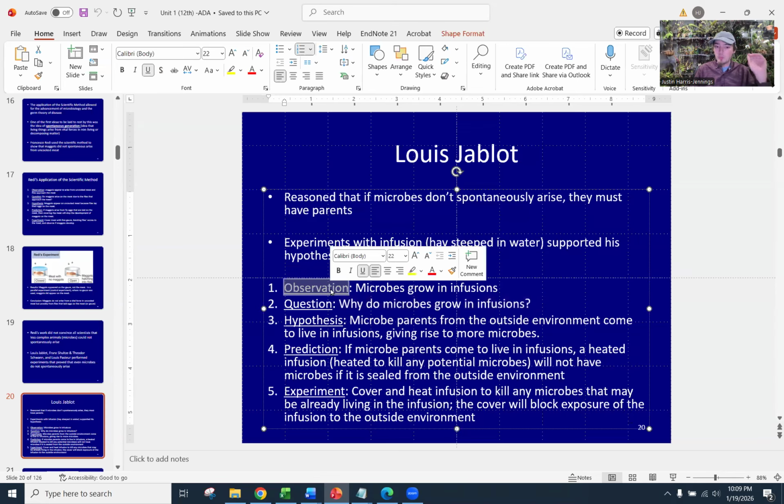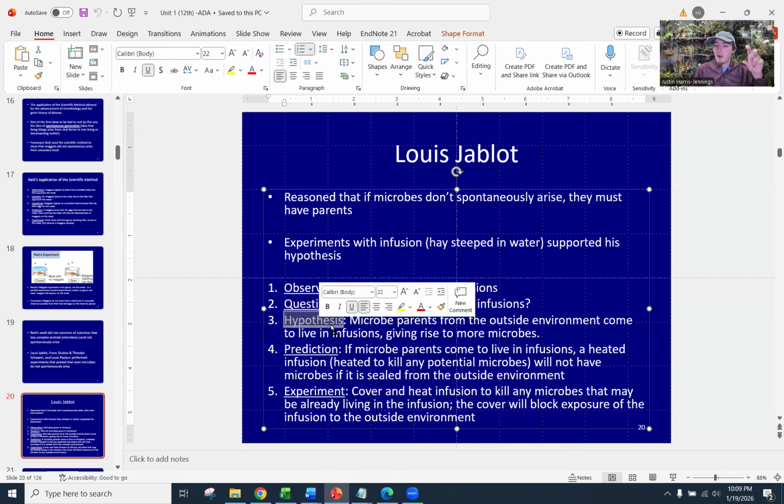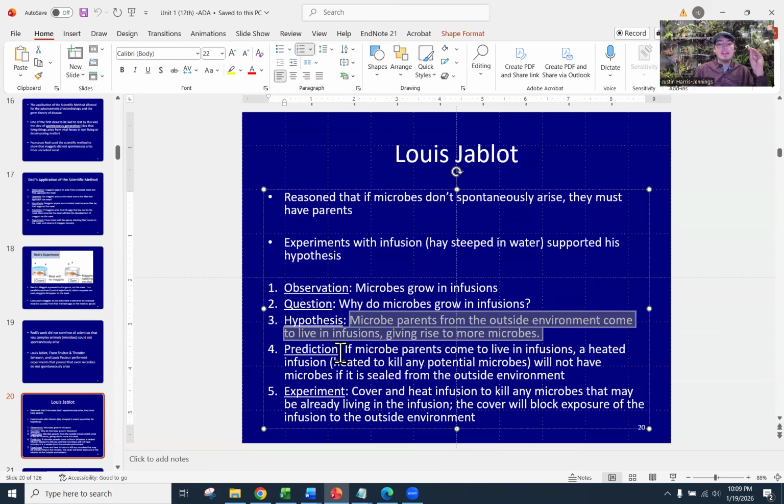Because, right, the scientific method is make an observation, ask a question, form a hypothesis. These microbes are coming from the environment where they're spontaneously generating. He thought they were coming from previous microbes. So essentially, a microbe gave rise to a new generation of microbes. So microbes come from generations prior. And so that was the hypothesis that Jablot took. And he decided if he killed all of the microbes, there would be no parents to give off a new generation. And that is how he would be able to tell if microbes begot microbes, right?